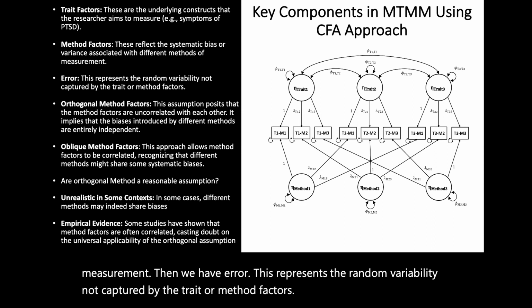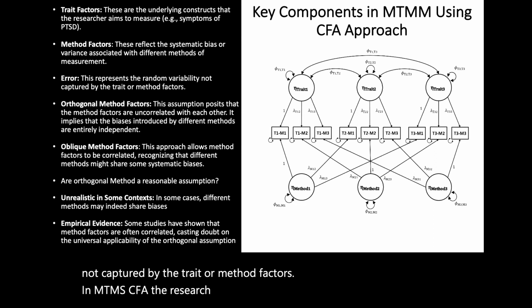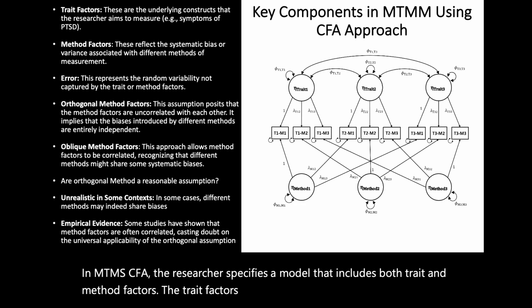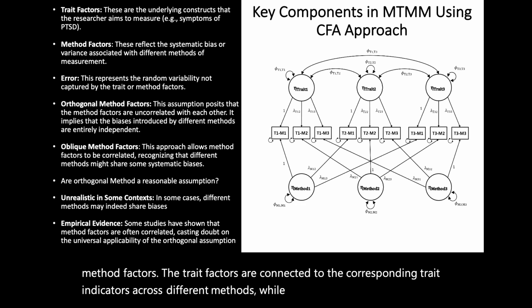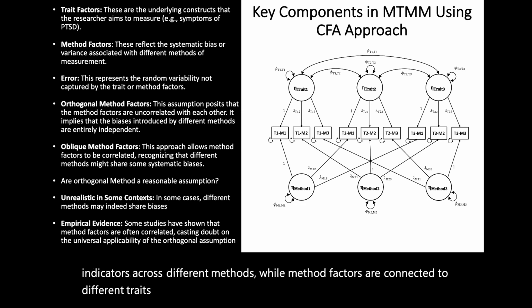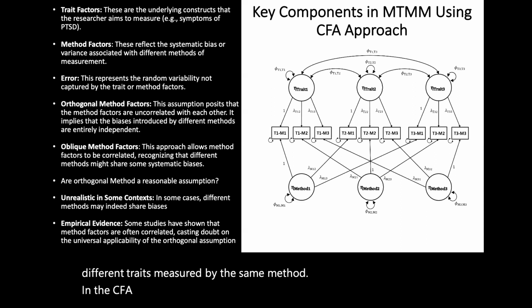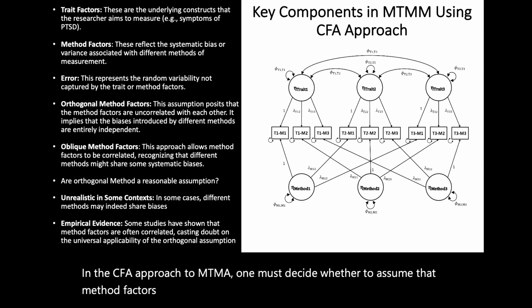In MTMM-CFA, the researcher specifies a model that includes both trait and method factors. The trait factors are connected to the corresponding trait indicators across different methods, while method factors are connected to different traits measured by the same method. In the CFA approach to MTMM, one must decide whether to assume that method factors are orthogonal or oblique.